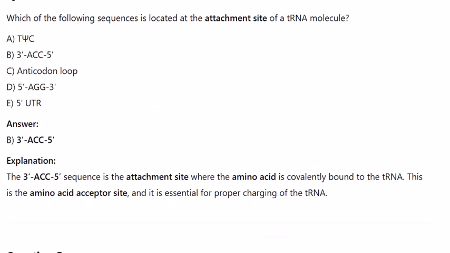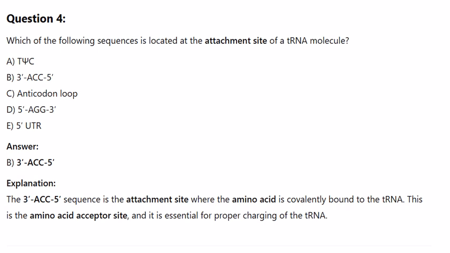Question 4. Which of the following sequences is located at the attachment site of a tRNA molecule? A. TΨC. B. 3'-ACC-5'. C. Anticodon loop. D. 5'-UAG-3'. E. 5'-UTR. Explanation. The 3'-ACC-5' sequence is the attachment site where the amino acid is covalently bound to the tRNA. This is the amino acid acceptor site, and it is essential for proper charging of the tRNA.